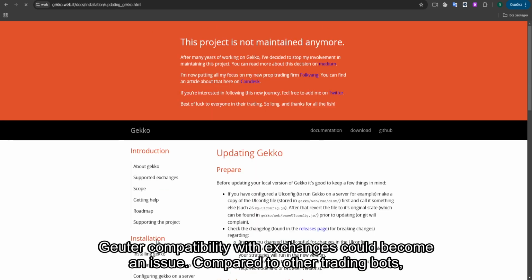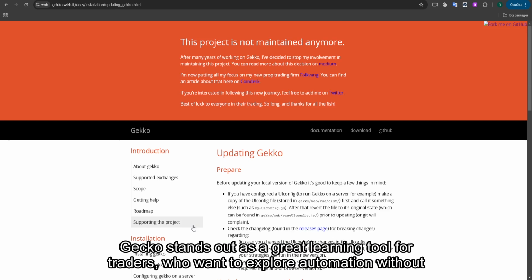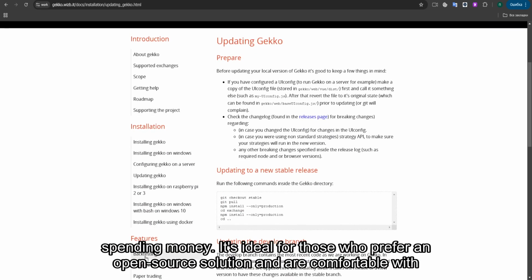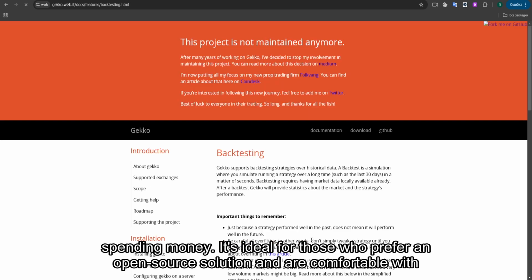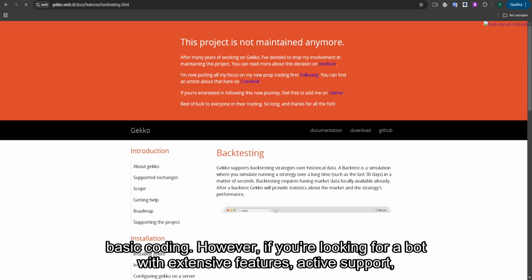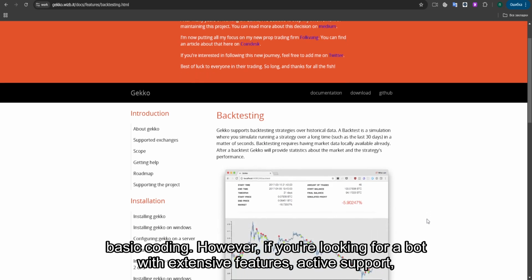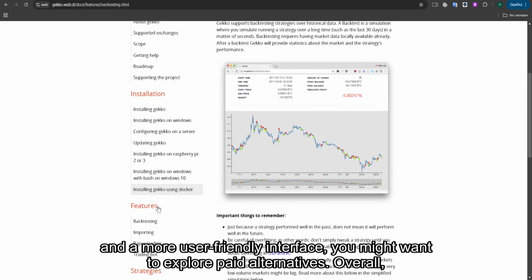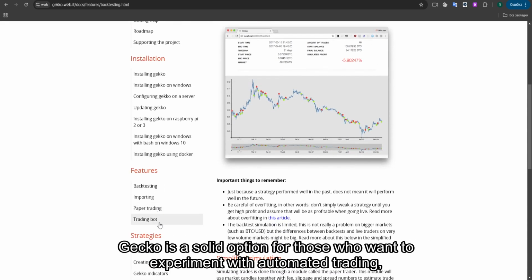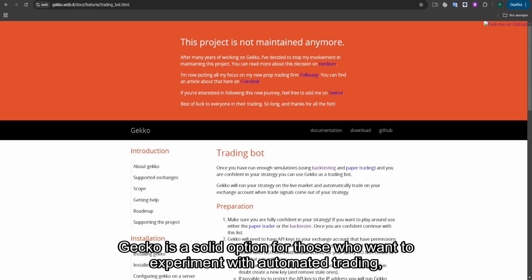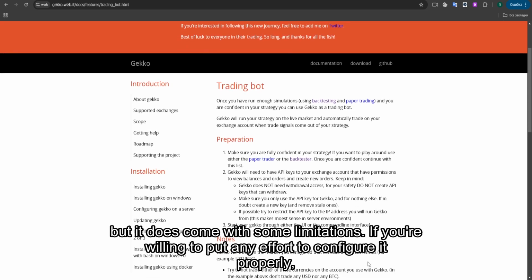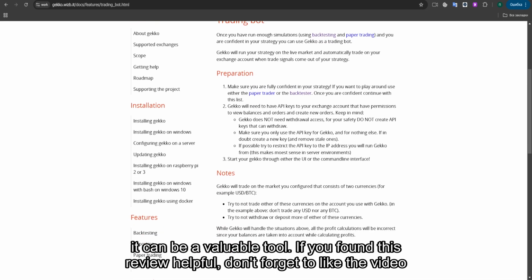Compared to other trading bots, Gekko stands out as a great learning tool for traders who want to explore automation without spending money. It's ideal for those who prefer an open-source solution and are comfortable with basic coding. However, if you're looking for a bot with extensive features, active support, and a more user-friendly interface, you might want to explore paid alternatives. Overall, Gekko is a solid option for those who want to experiment with automated trading, but it does come with some limitations. If you're willing to put in the effort to configure it properly, it can be a valuable tool.